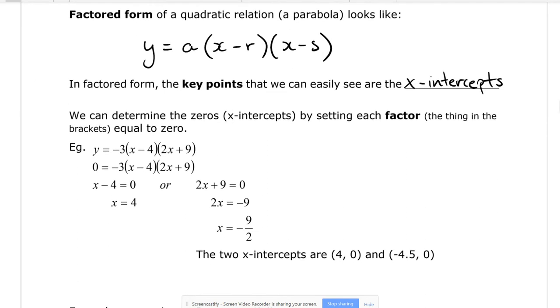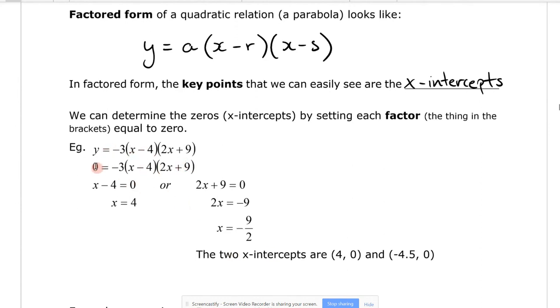So here's an example. If I have y equals -3 times x minus 4 times 2x plus 9, that's my factored form. Now, the trick about x-intercepts is that the y value is equal to 0. So I'm going to set this y value equal to 0. So you see that here. So 0 equals everything that you see on the right side.